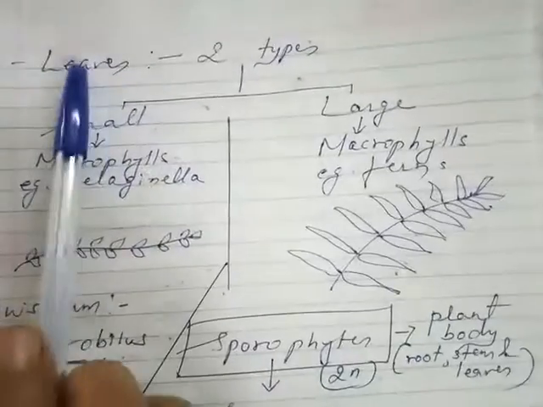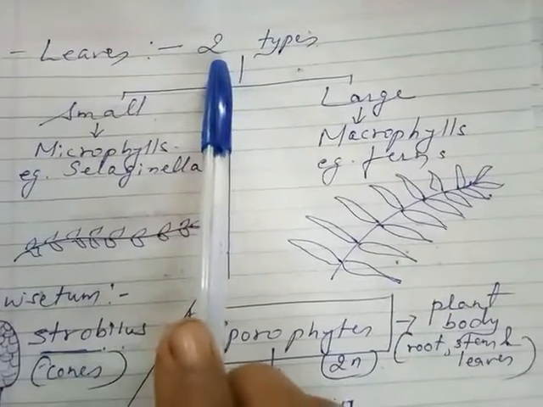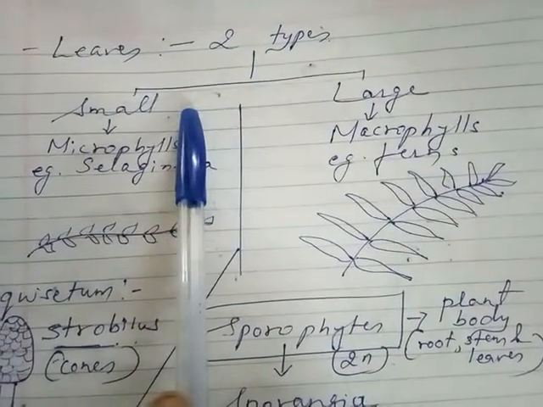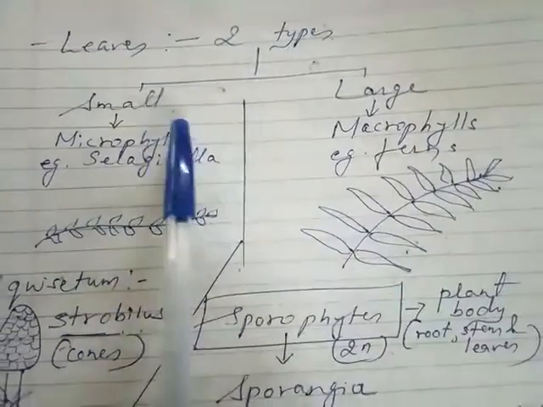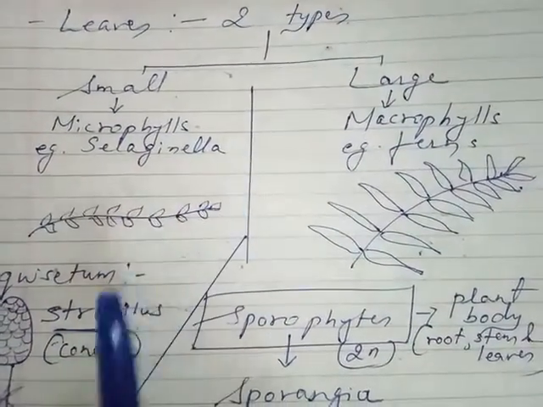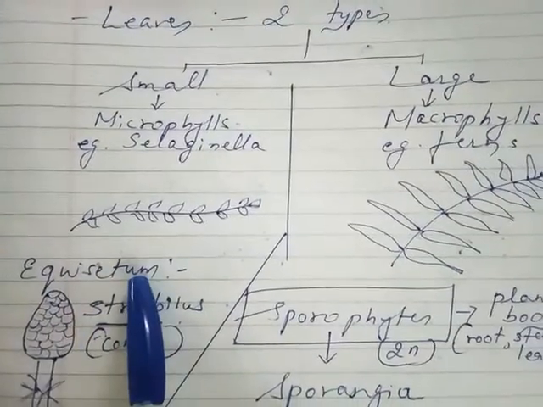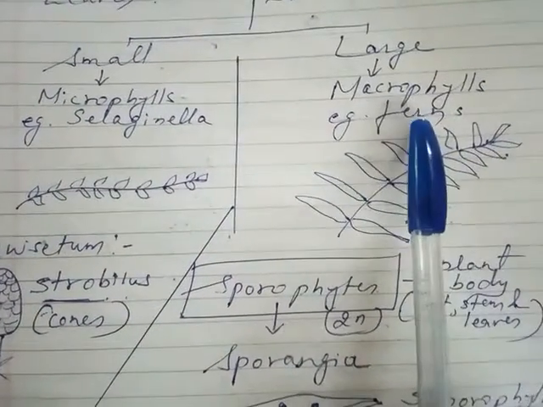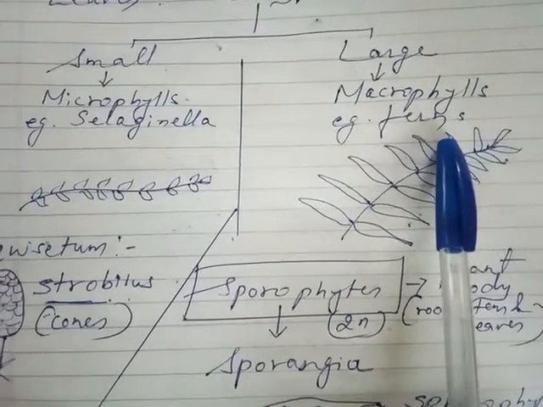Let us see further. Now the leaves that are present in these pteridophytes, they are of two types. Either they are small or large. Small leaves are called microphylls, for example Selaginella. Then in case of Equisetum, large leaves are called macrophylls, for example fern.